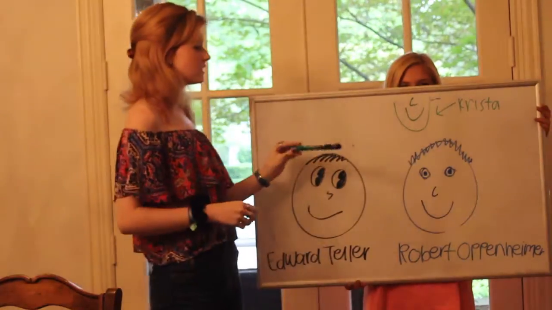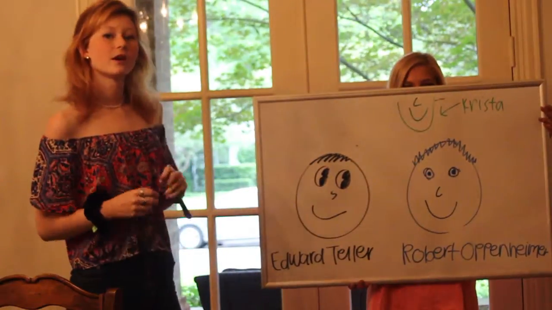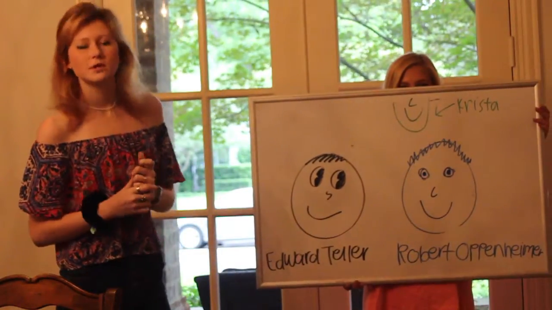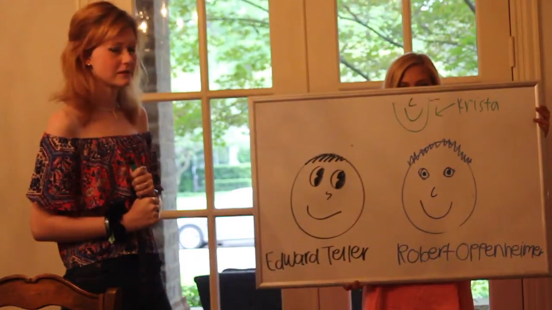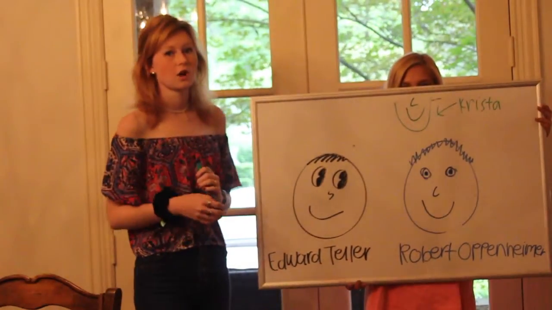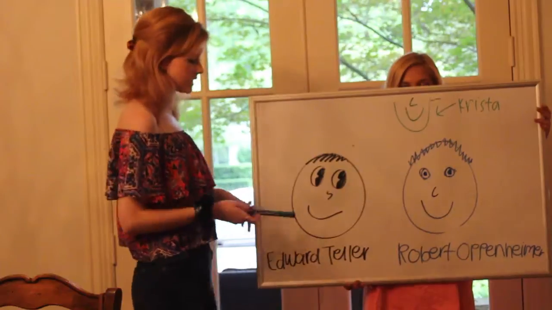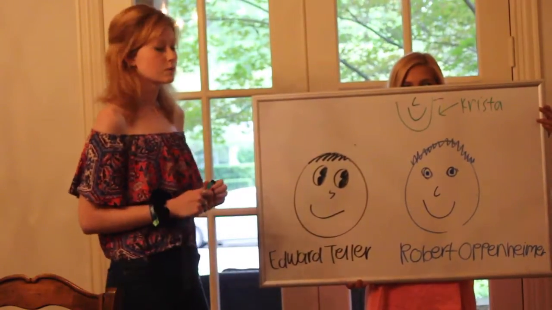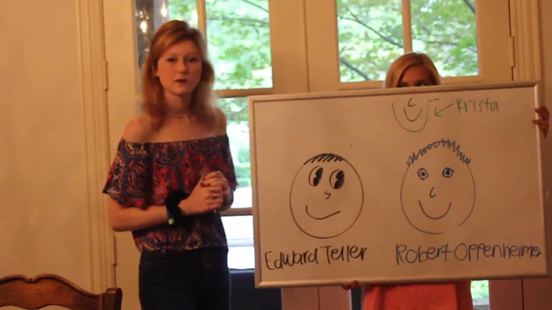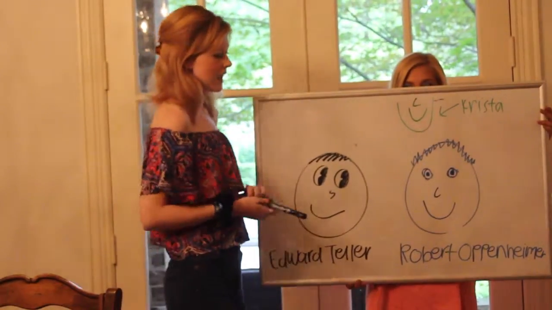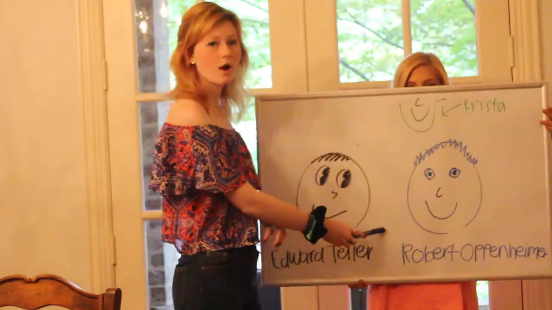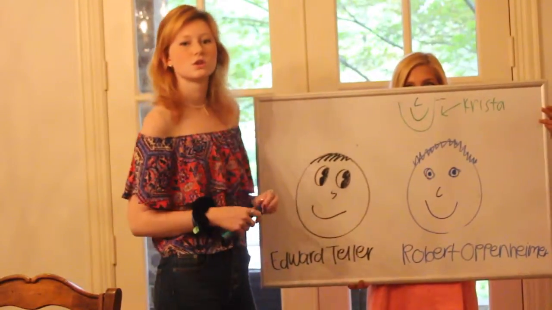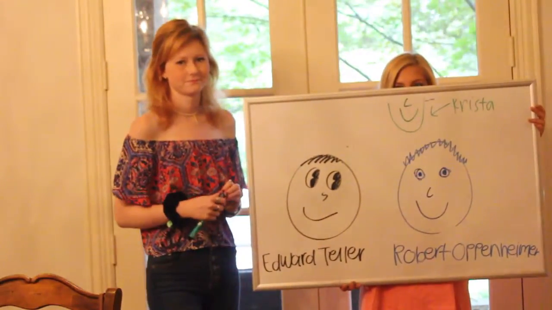Okay, both of these two men, Edward Teller and Robert Oppenheimer, were commissioned by the U.S. government, specifically the president, to create the atomic and hydrogen bomb. First came Edward Teller. He created the atomic bomb, and he was one of the best scientists in this field. That's why he was handpicked to create it. And then after that came Robert Oppenheimer, and he was chosen to create the hydrogen bomb.